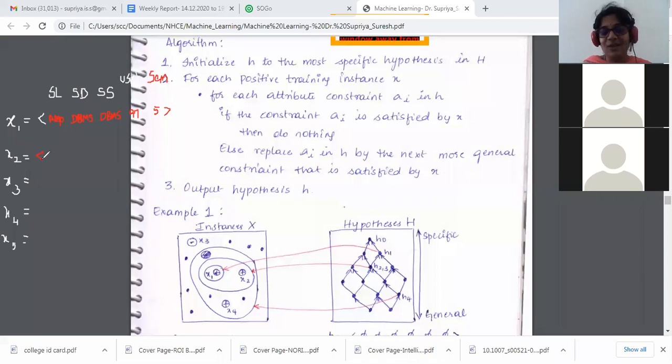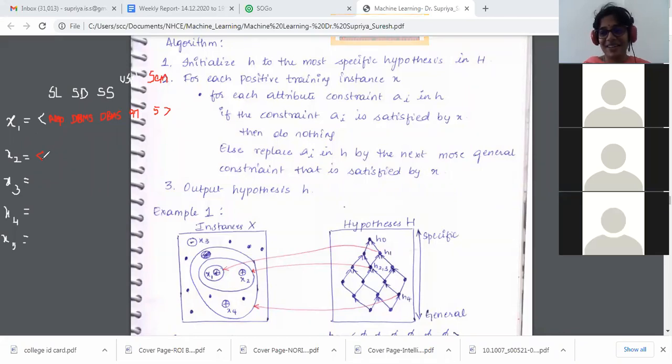Second instance. Who's ready to tell the second instance? Come on, guys. Should I point you out? No? Come forward. It's all open for you now. Second instance. Should I point out? Sujo? He's not there? Varna? Yes, ma'am. Yes, Varna. Tell me now.